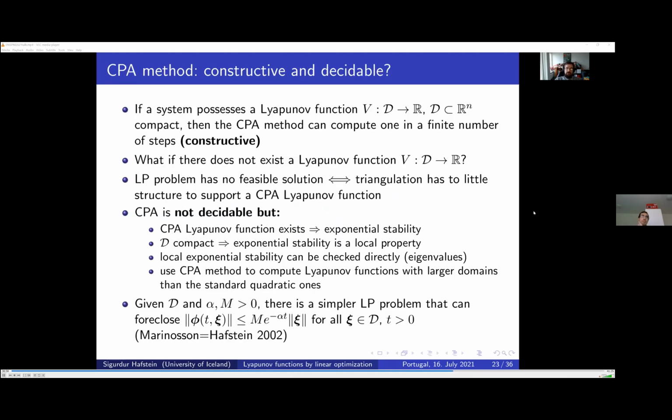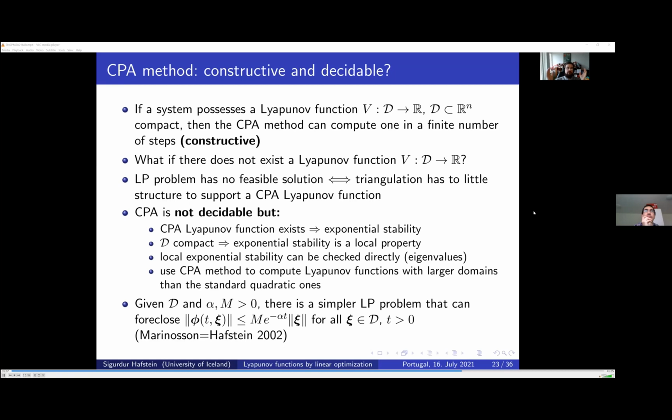Okay, so now I'm just going to sum up a little bit about the CPA method, and then I'm going to show you a lot of pictures. So what we showed here, in a very short manner, is that it is essentially constructive. So if there exists a Lyapunov function for the system, then we can always compute one. And if there doesn't exist a Lyapunov function, then we might make our simplices smaller and smaller and smaller, and we never get a solution. So it's like semi-decidable.